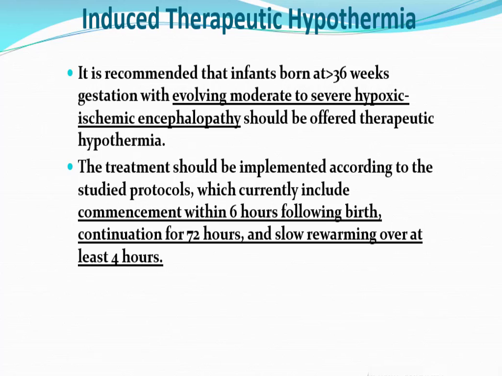There is a final thing which needs to be done if the baby fails the above measures. It's recommended that infants born at more than 36 weeks gestation with evolving moderate to severe hypoxic ischemic encephalopathy should be offered therapeutic hypothermia. The treatment should be implemented according to the previous study protocols, which currently include commencement within 6 hours following birth, continuation of therapeutic hypothermia for 72 hours, and then slow rewarming over another 4 hours.